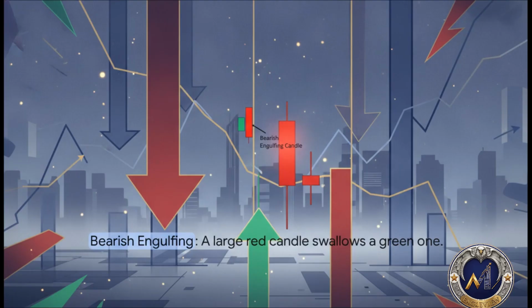Let's move to another incredibly powerful bearish signal. This one is called the bearish engulfing pattern. And honestly, it's visually striking. We start with a smaller green candle, which represents a tiny bit of buyer hope. But immediately after it, a massive red candle forms. It opens higher, but then absolutely crashes down, closing much lower.